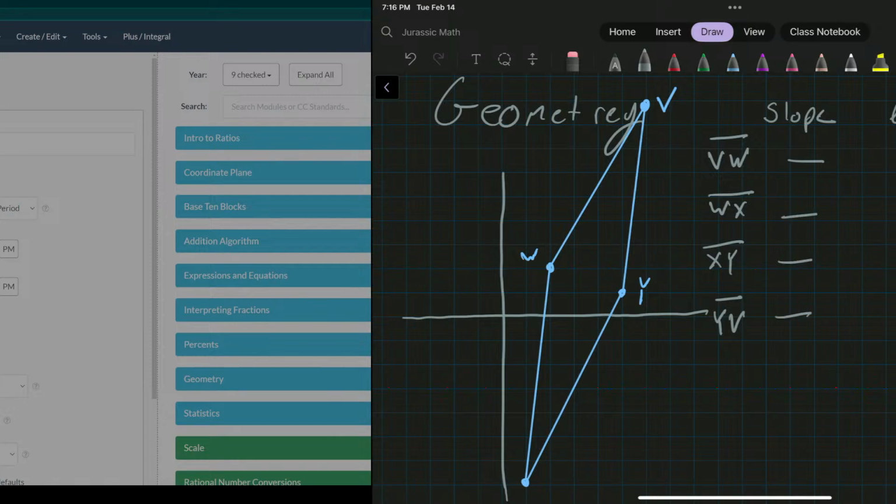So, going from V to W, left to right, that's a positive slope. We go up 1, 2, 3, 4, 5, 6, 7. And we go over 1, 2, 3, 4. So 7 over 4. This is an X all the way down here. So WX, once again, left to right, that's an up and down. So that's up 1, 2, 3, 4, 5, 6, 7, 8, 9. And over 1. Well, that's just 9.